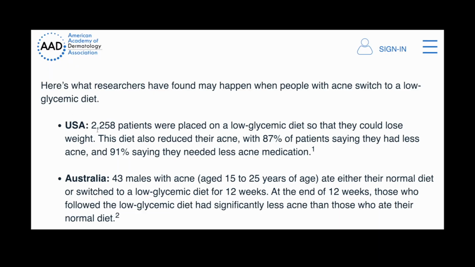Let's look at some study statistics. In the USA, around 2,300 patients were placed on a low-sugar diet to lose weight. In the end, 87% of them reported having less acne being on the diet, and 91% reported having to use less acne medication. In Australia, 43 men between 15 and 25 years old either ate their normal diets or switched to a low-sugar diet. And once again, those on the lower sugar diets reported significantly less acne.